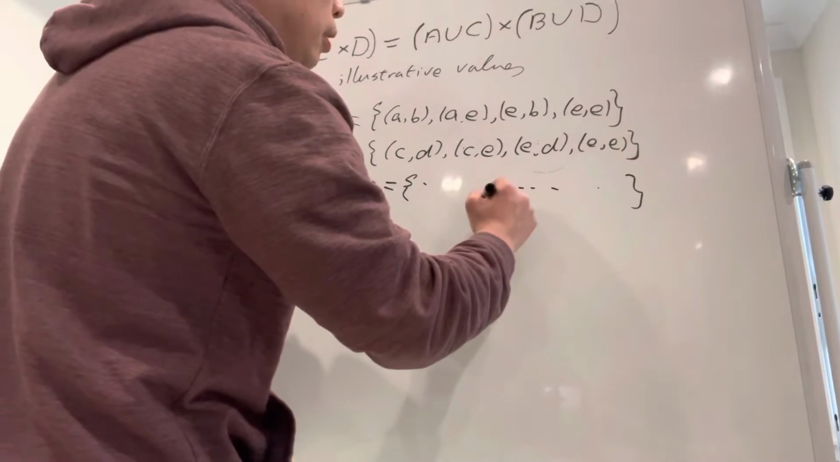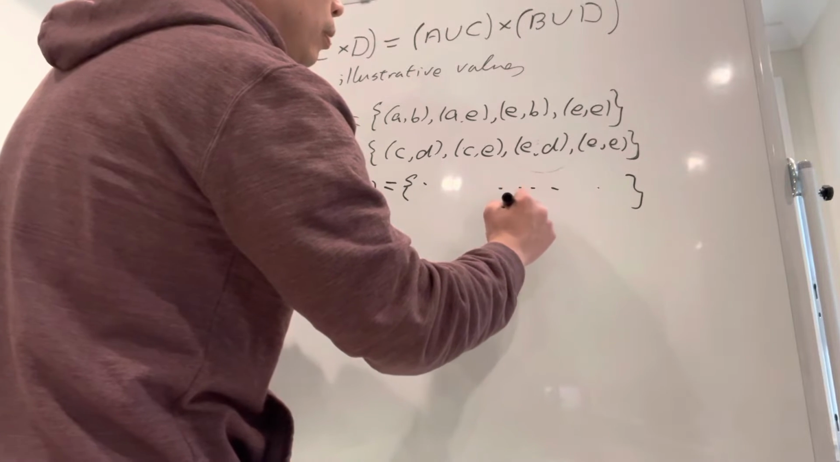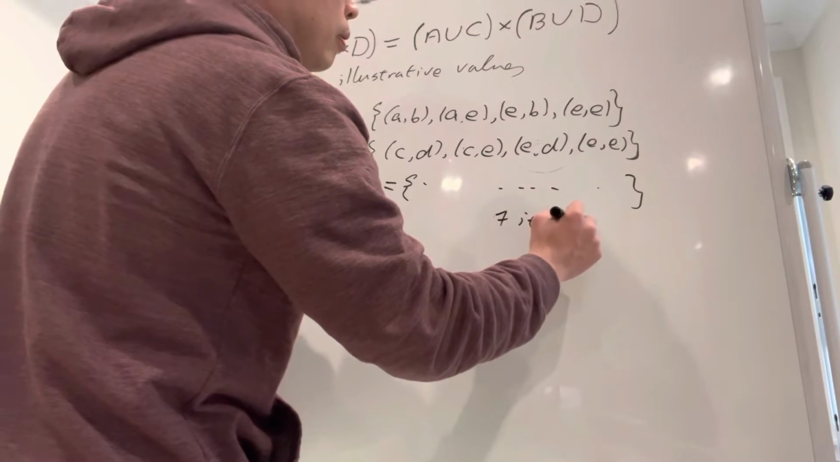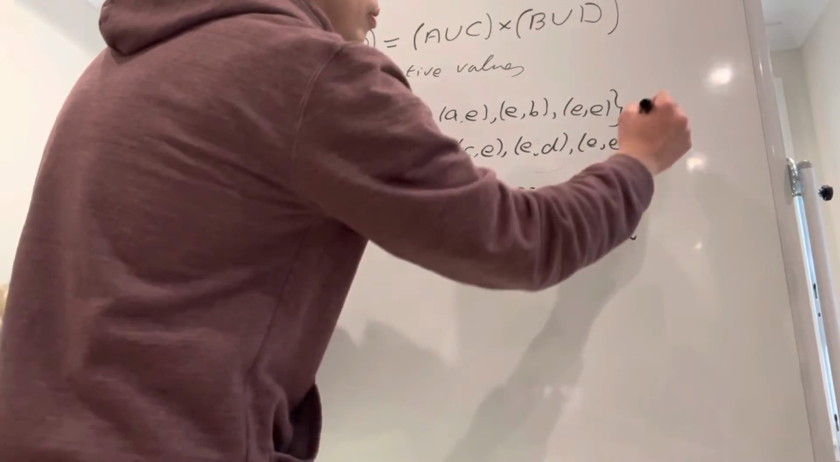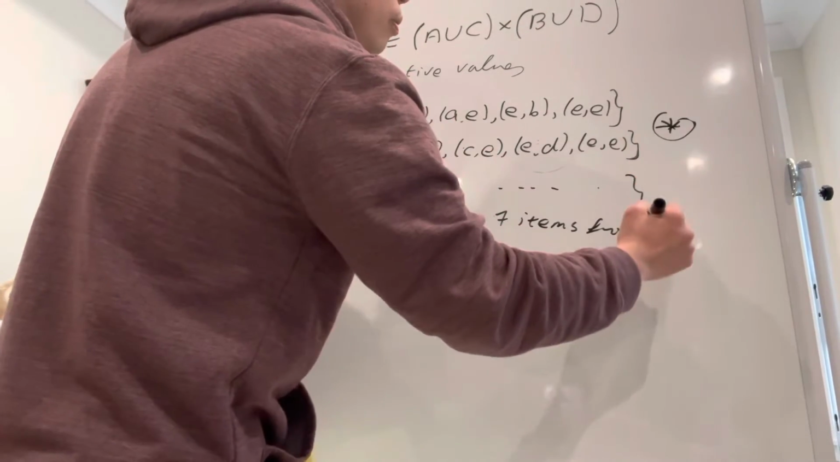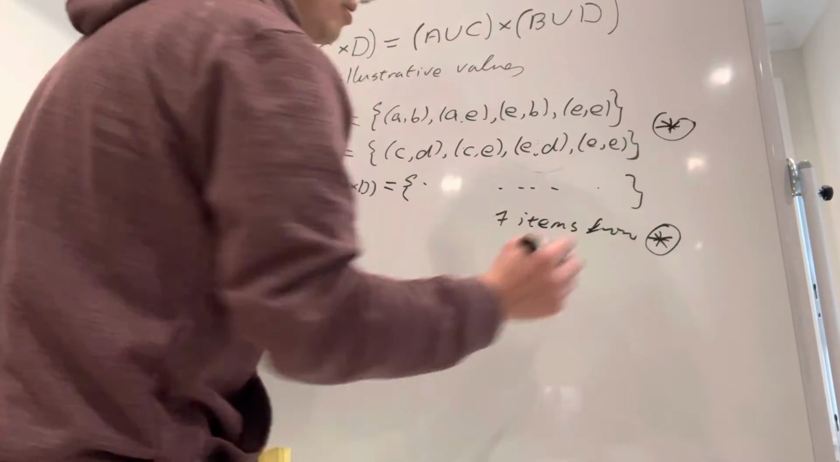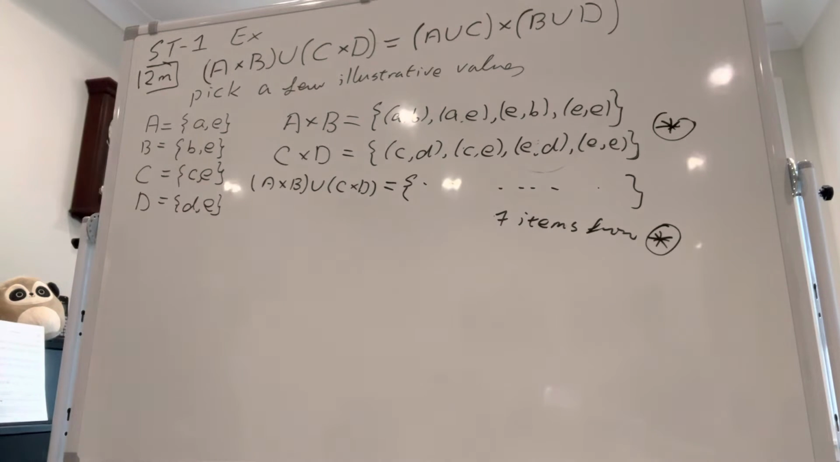So there's going to be 7 items from this. Can I get a show of sign? Is everyone with me so far?